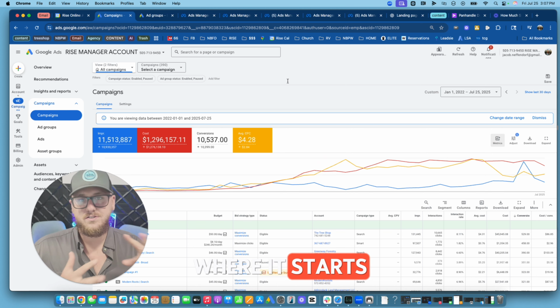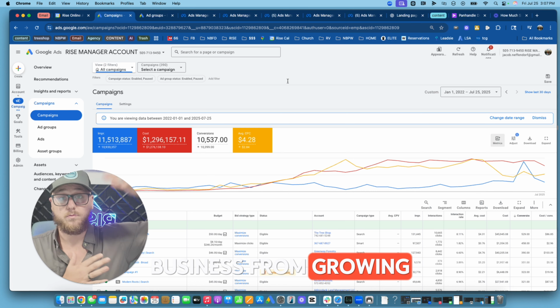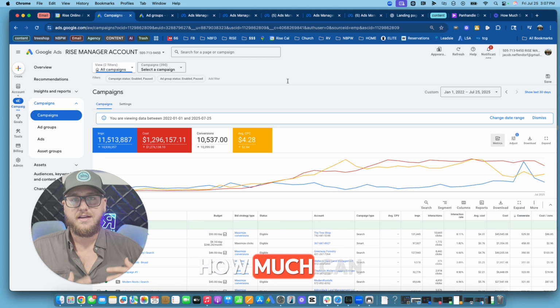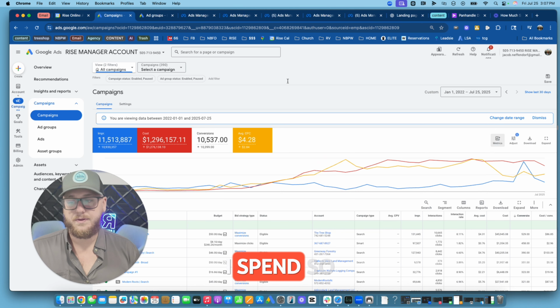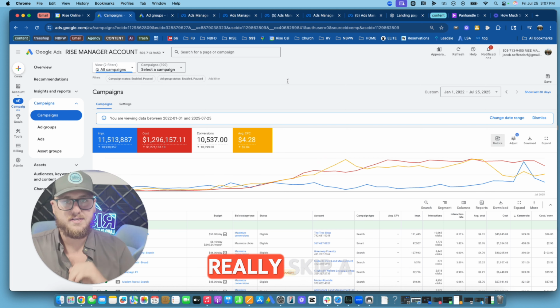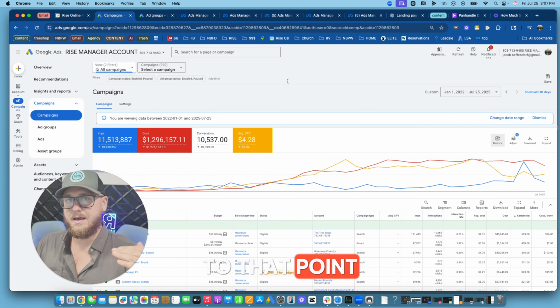And this is where it starts to get exciting, because you just start removing the bottlenecks that keep your business from growing and scaling when you're asking that question, "How much can I spend?" Not "How much?" but "How much should I spend?" The neat thing is we have all this data so that we can really skip a lot of trial and error for you to get to that point.